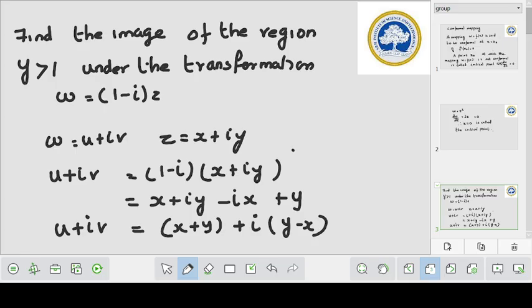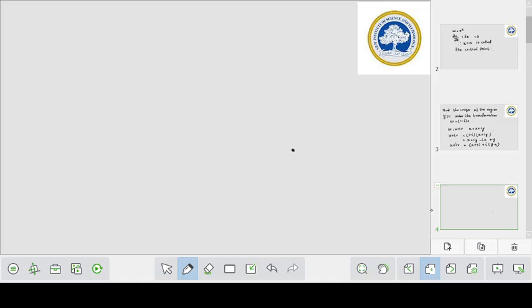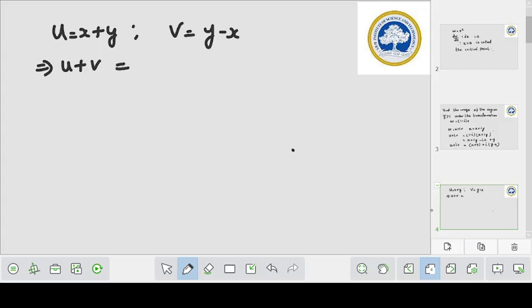Now the real part u is equal to x plus y, and the imaginary part v is equal to y minus x. Now you have to find u plus v, because it is given that y is greater than 1 and you are asked to find the image. So add both equations. Adding, u plus v equals: plus x and minus x cancel, and y plus y becomes 2y. So what is y here? Your y is u plus v by 2.